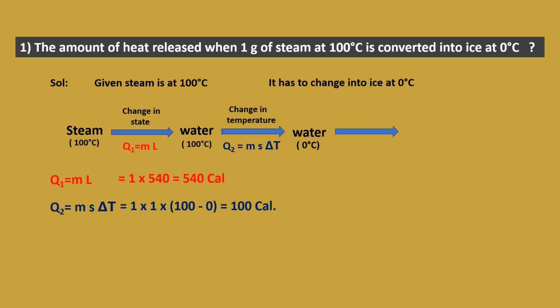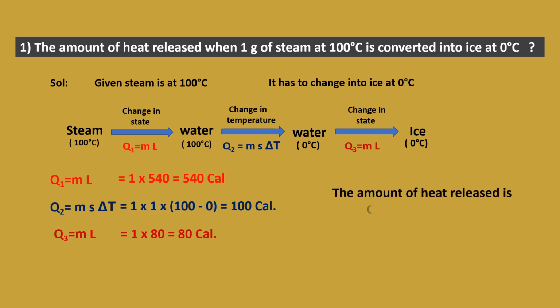Again, water at 0 degrees freezes to ice by losing heat, and this time there is only a change in state. That's why we have to use the formula Q is equal to ml. If we substitute the values in this formula, we get 80 calories. So the amount of heat released is Q is equal to Q1 plus Q2 plus Q3, and if you add the above values, you will get the answer as 720 calories.